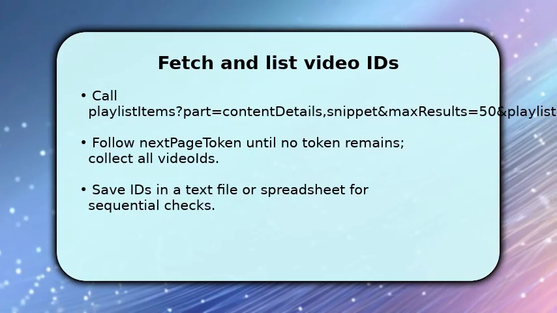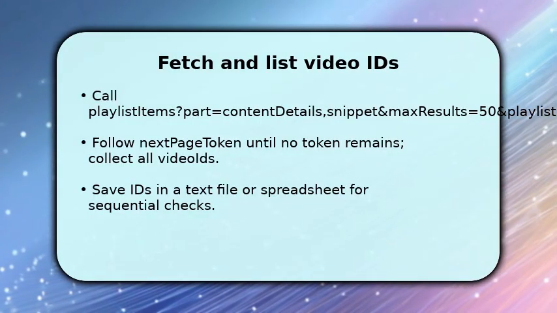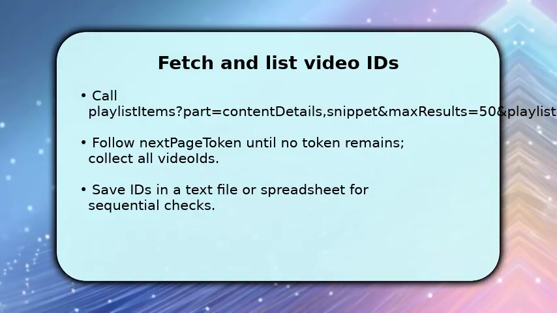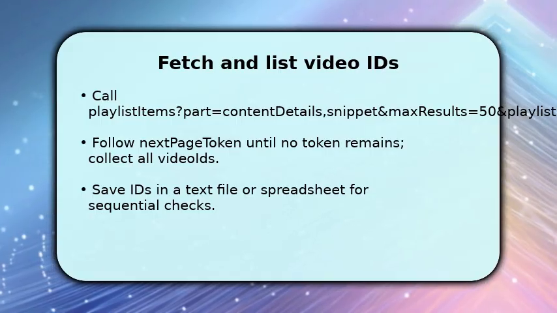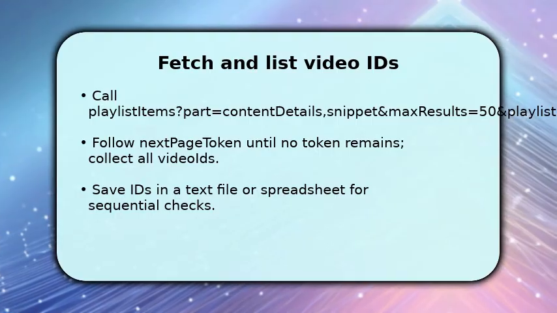Once you have the playlist ID and key, request playlist items repeatedly, using next page token until the API returns no token. You collect every content details video ID into a single list. This is the core middle work because playlists often span many pages.